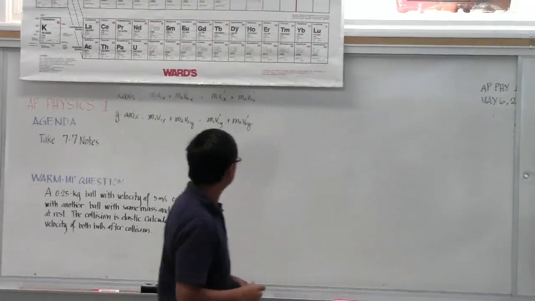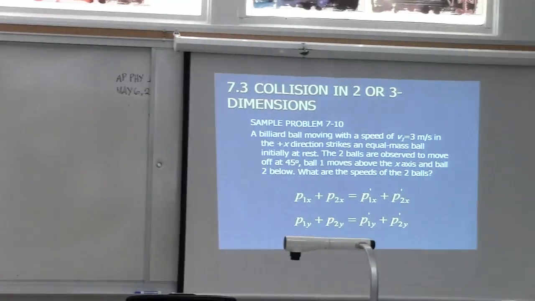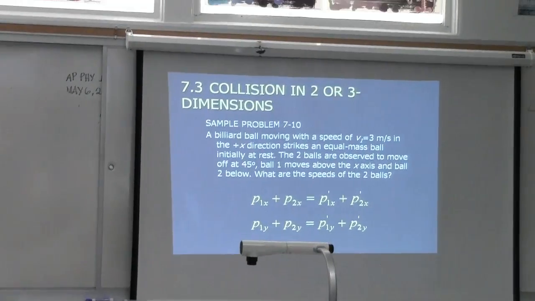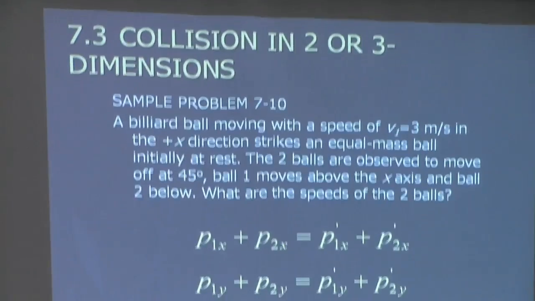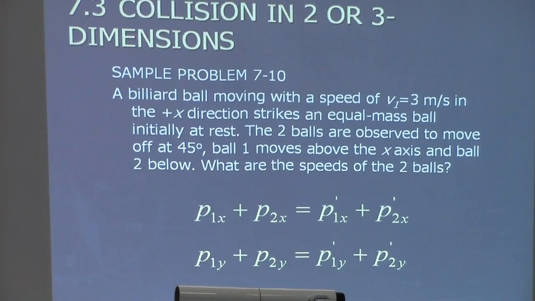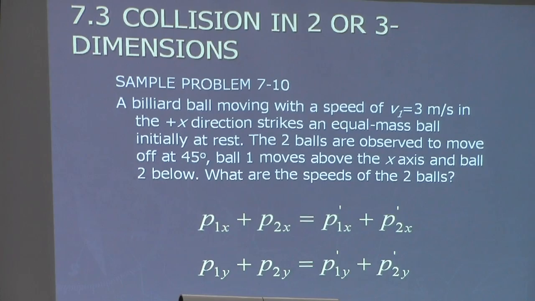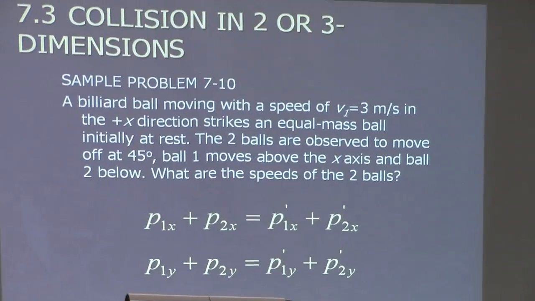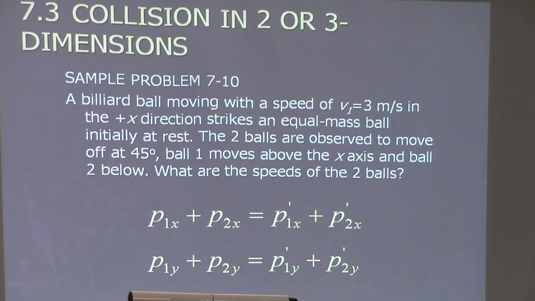Okay, let's apply this. Kaylin, can you please read? Sure. A billiard ball moving with a speed of v1 equals 3 meters per second in the positive x direction strikes an equal mass ball initially at rest. The two balls are observed to move off at 45 degrees. Ball 1 moves above the x-axis and ball 2 below. What are the speeds of the two balls? Okay, thank you very much.